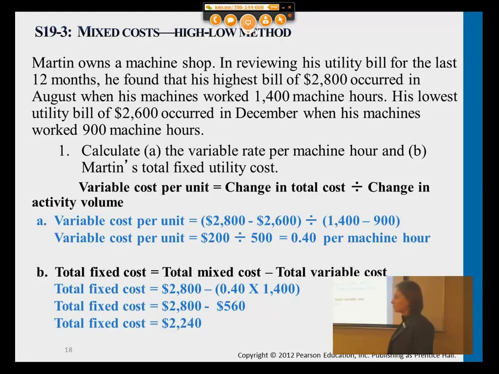Does it make sense? Not difficult, right? Wait for the exam. All right.